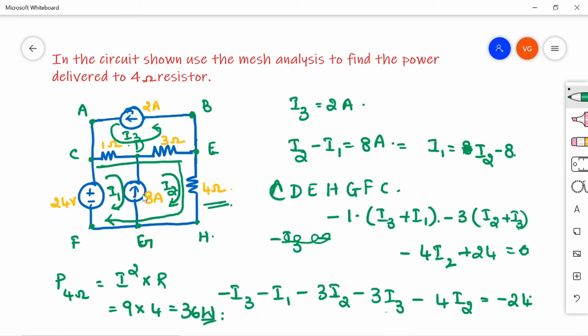Whenever you find the current sources, find out the mesh that is not touching the current source, that we call it as super mesh method.